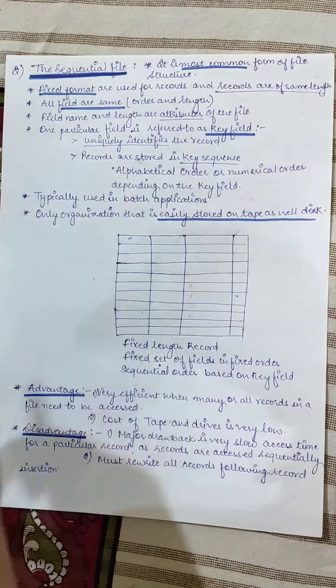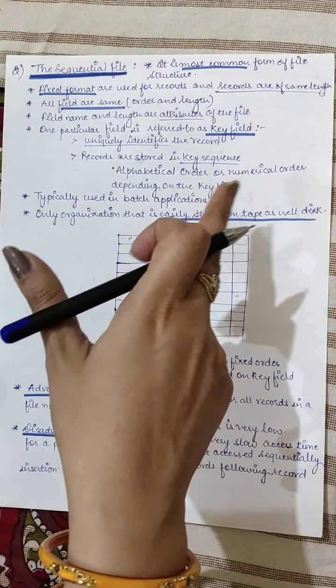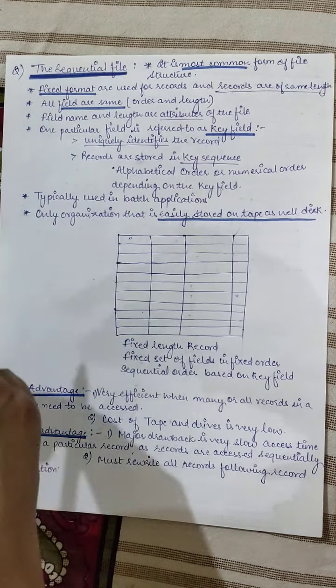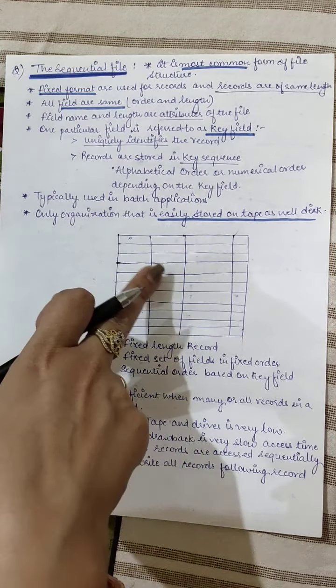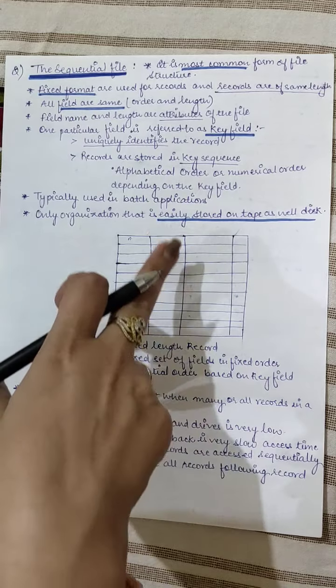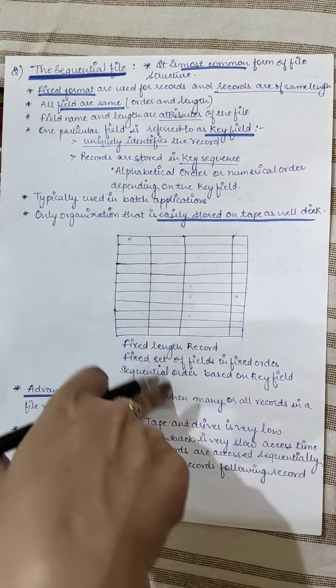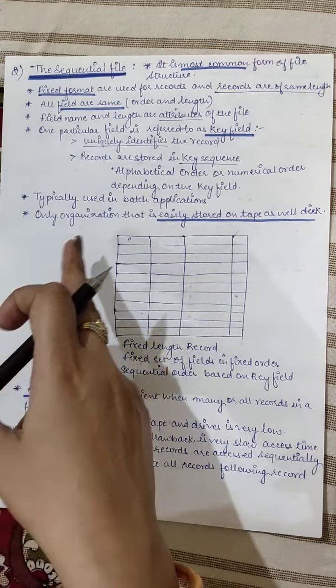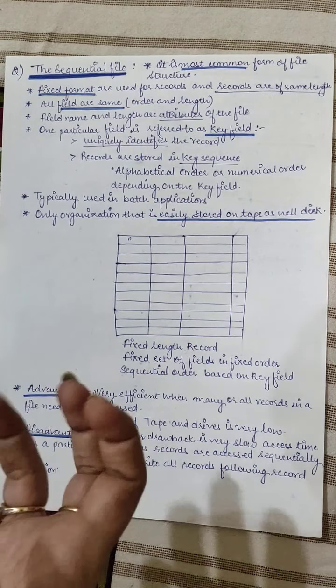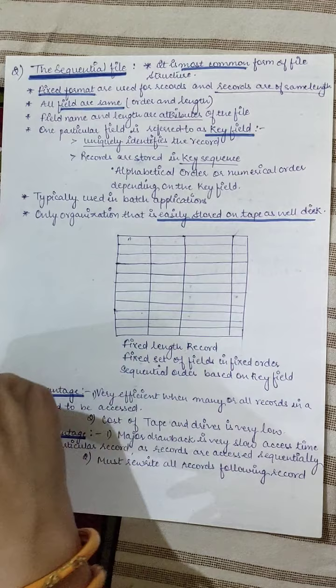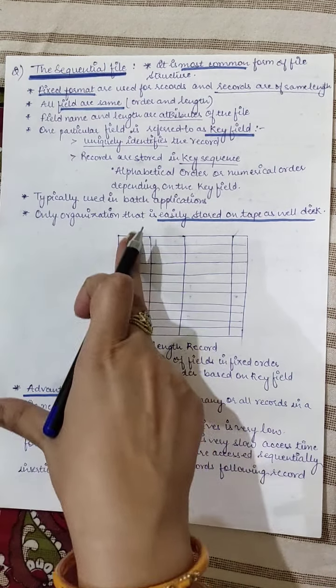Records are stored in the key sequence. अल्फ़ाबेटिकल ऑर्डर भी हो सकता है या न्यूमेरिकल ऑर्डर भी हो सकता है, depending on the key field. So if you are having roll number as the key, then रोल नंबर्स के थ्रू अरेंज हो जाएगा. So starting from the very first roll number, then it will go towards the end roll number. Typically it is used in batch applications, जहाँ पर हमें एक साथ बहुत सारा डेटा रिट्रीव करना होता है, वहाँ पर हम इसको यूज़ कर सकते हैं, क्योंकि सिक्वेंशली ऑर्डर्ड है ये.